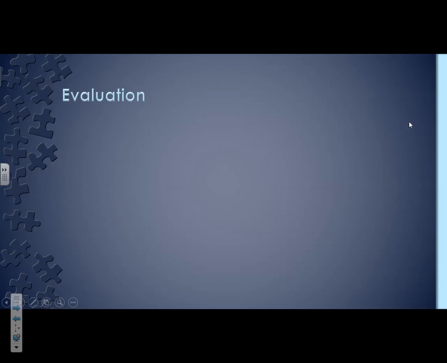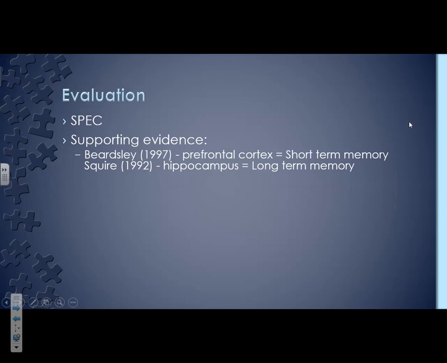Right, evaluations. SPEC tells you the 4 evaluation points that you should include, and then PEEL tells you how you should structure each one of those evaluation points individually. So the first evaluation point in SPEC is supporting evidence, and the strength of the cognitive approach, as with any, remember we talked about this before, is that it has supporting evidence. And then your example is either Beardsley, where you talk about the prefrontal cortex being linked to the short-term memory, or Squire, and both where the hippocampus is linked to the long-term memory. You know more about that than me. This is your opportunity to gain those marks by showing off the example.